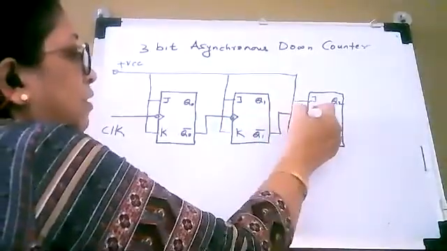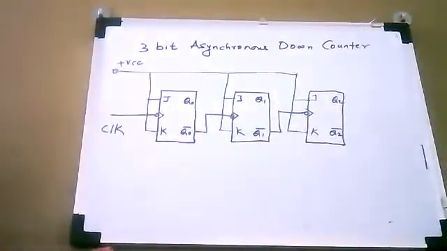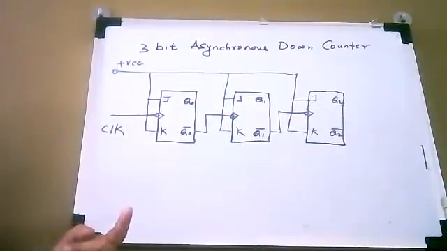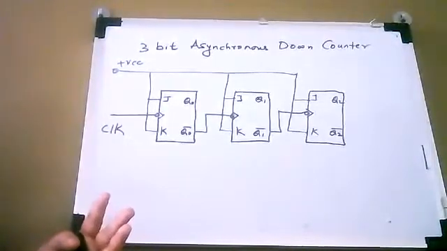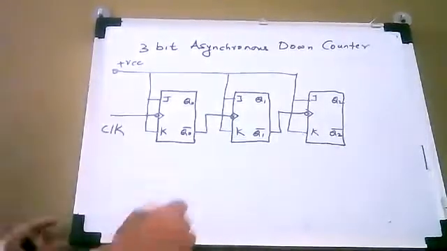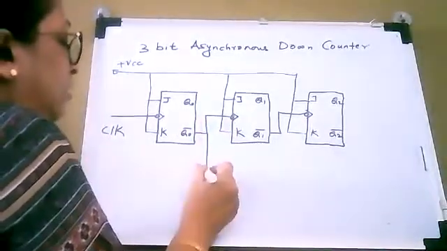So here connect Q1 bar to the clock of the next flip-flop. So in up counter, what we did, we have connected Q0 to clock, Q1 to clock. Okay. But instead here we are connecting Q0 bar to the clock of next flip-flop and Q1 bar to the clock of next flip-flop. So this is the change we have to make if we are converting the circuit from up counter to down counter. Okay. Now here you can observe this is your Q bar.